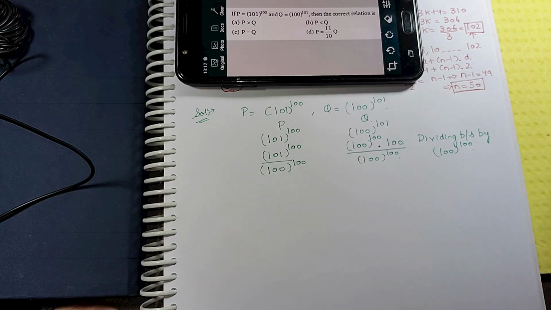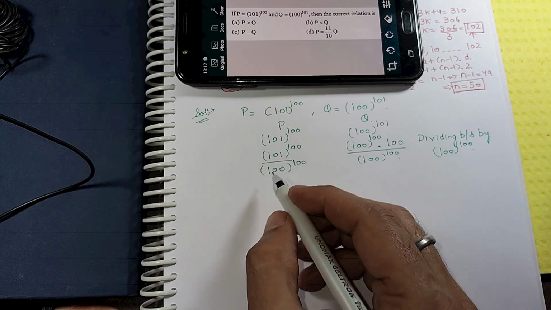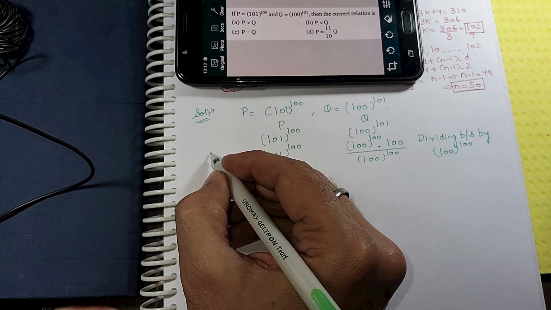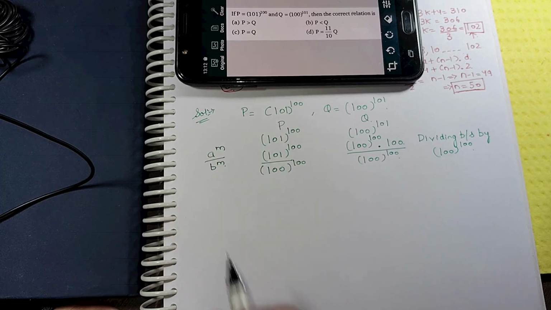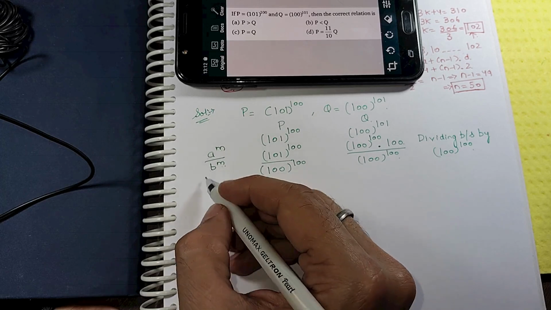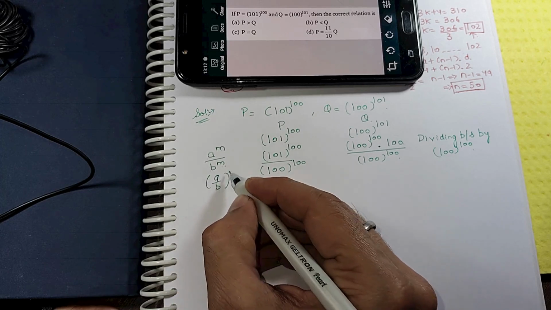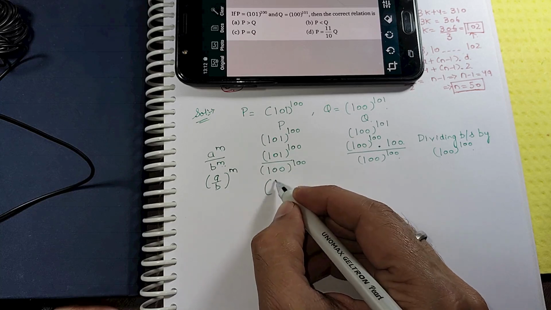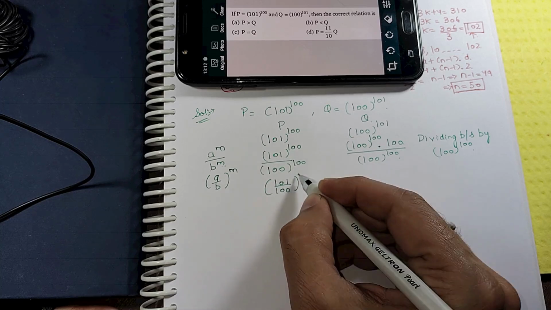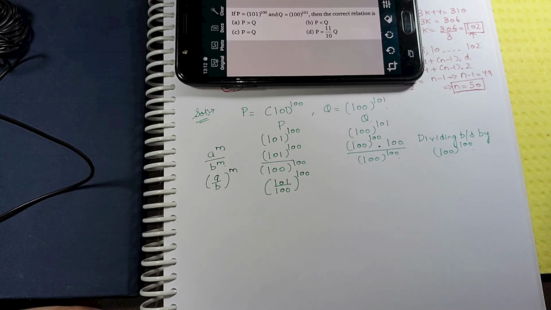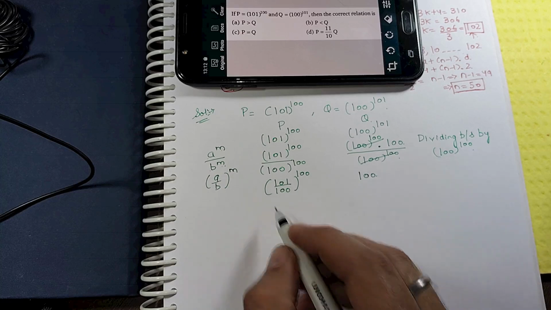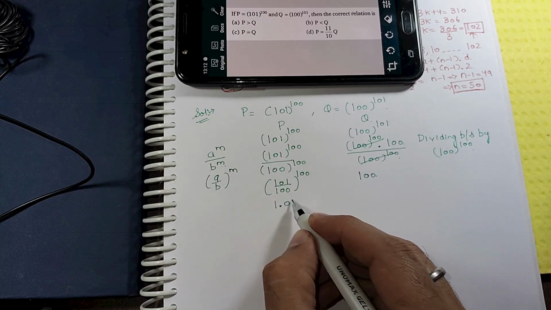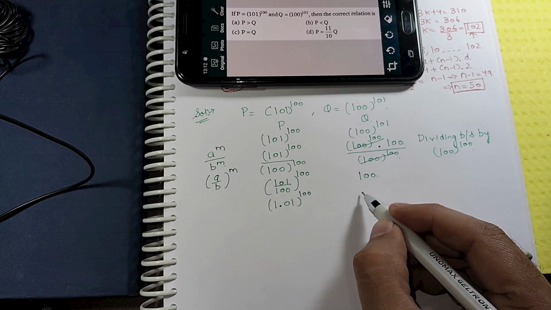Now here, in the law of exponents, I have made a detailed video on laws of exponents and indices. You can go and watch that video, but here the rule is a raised to power m upon b raised to power m, right? Now the bases are not the same but the exponents are the same, so I can write this as a by b whole raised to power m. So I can write this as 101 upon 100 whole raised to the power, taking the power common. Here 100 and this gets cancelled and I am left with 100. Now this is equal to 1.01 whole raised to power 100 and this is 100.